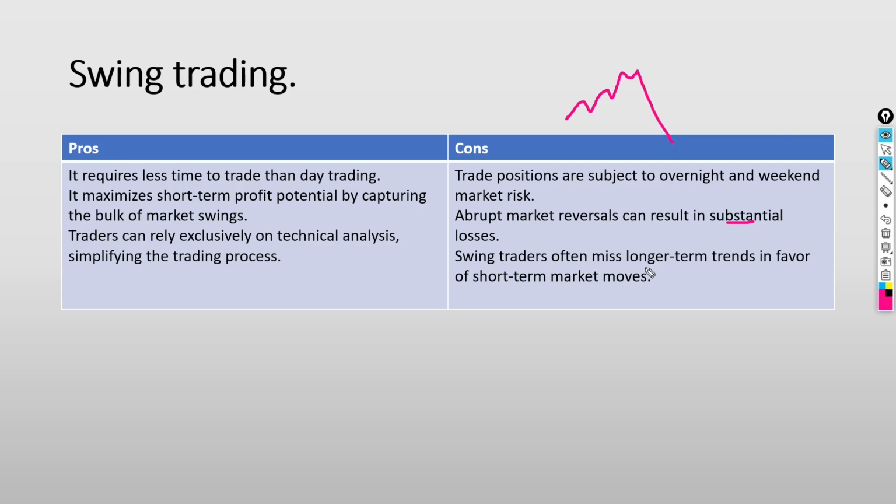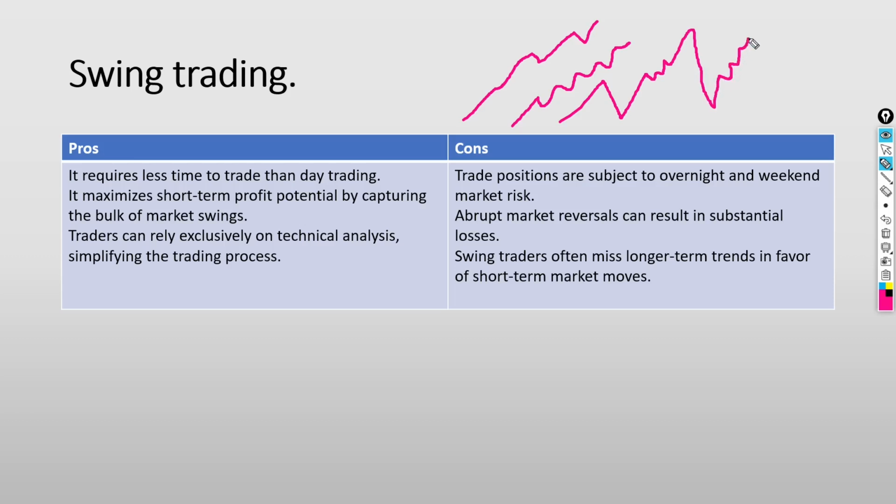So swing traders often miss longer term trends in favor of short term market moves. So we are saying that, for example, on the entire year the market's going to move like that, say in the month it will be like this, but in the day it might be like this. Okay. So maybe we can see this on a chart later on. So you can find that in a day you've not traded here, then you've not traded here because you're a swing trader. And on a monthly chart, you've traded everything and taken all the profit.